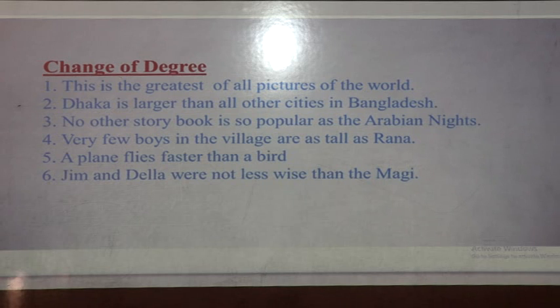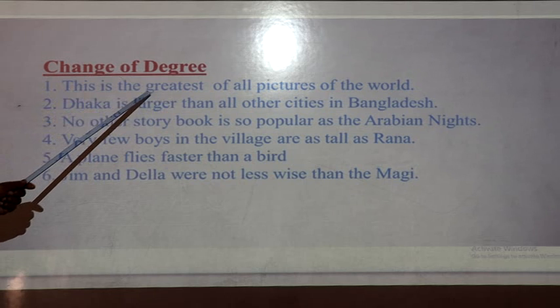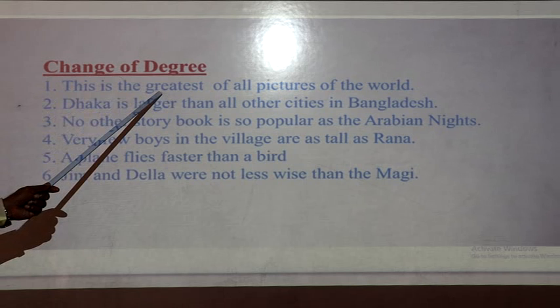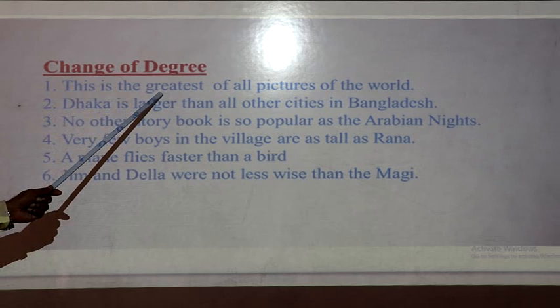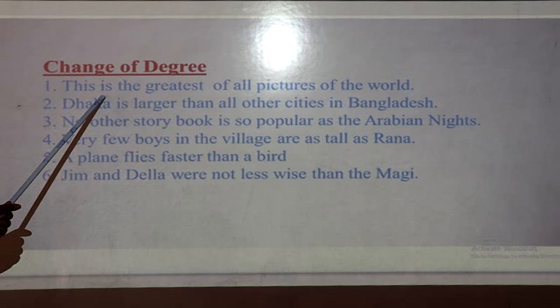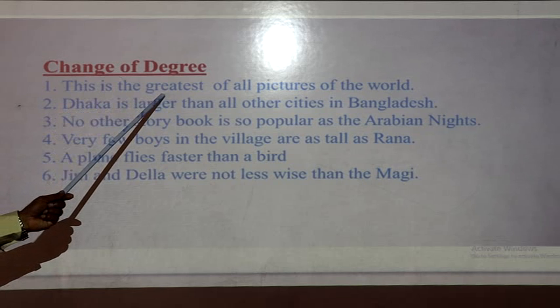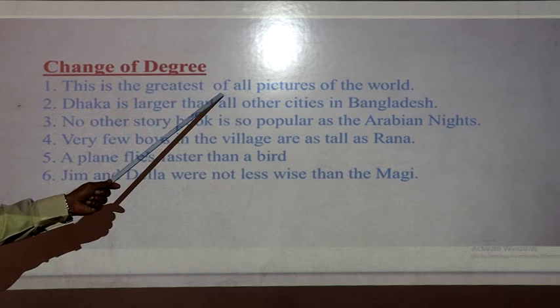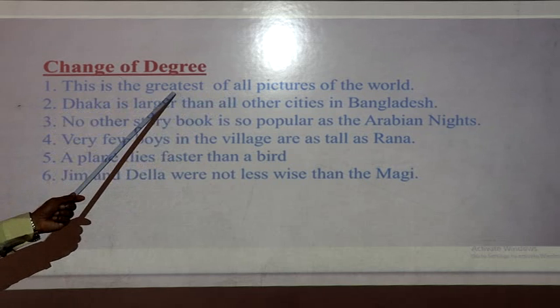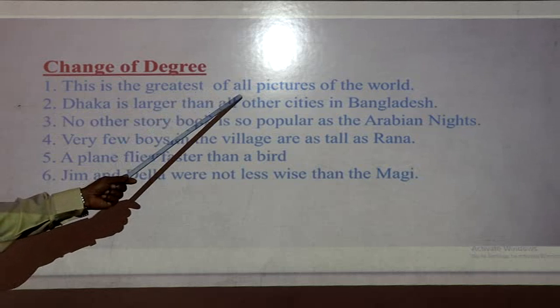And in case of comparative degree, then any other, then all other, then most other. If we get this comparative form, then it is comparative degree. And if we get the use of the before superlative form, then it is superlative degree. Let us see how to change the degrees. Number one, this is the greatest of all pictures of the world. This is the greatest, superlative form, and before this there is the use of the, so it is superlative degree. What is the comparative degree? We can write, greater than all other pictures of the world. As there is the use of all, so we can use comparative degree, greater than all other pictures of the world.